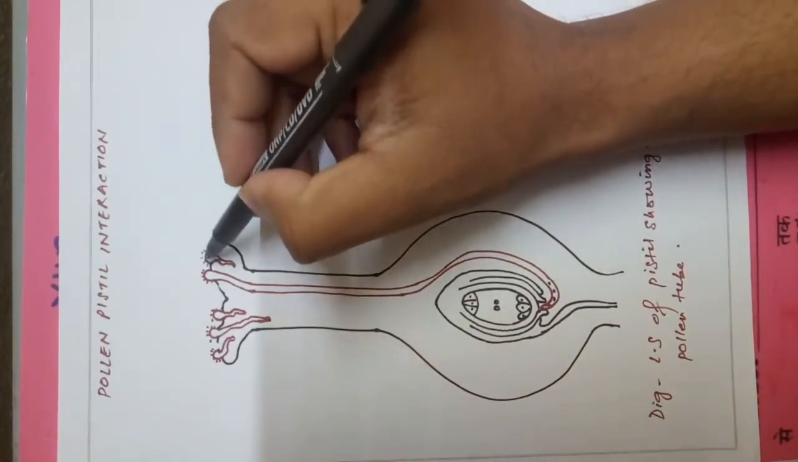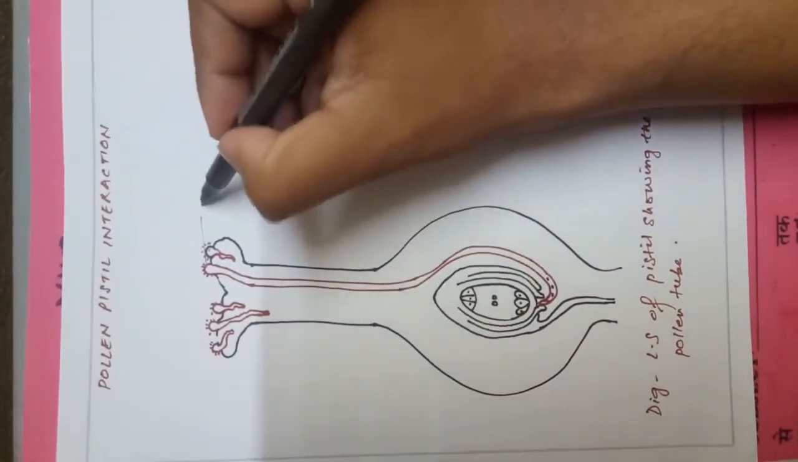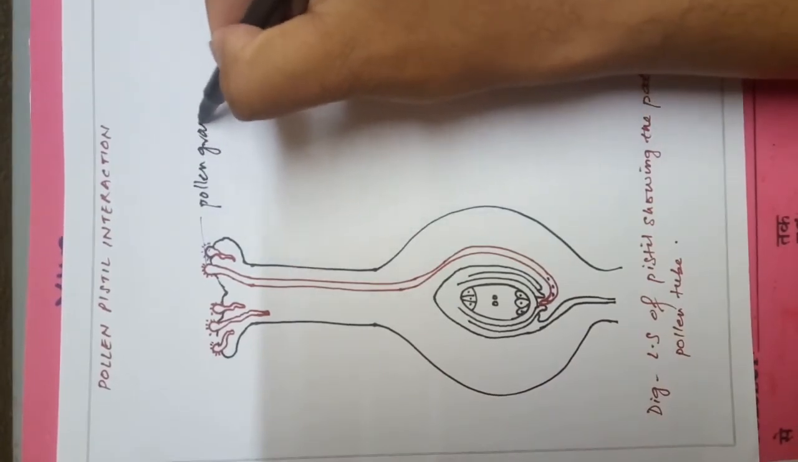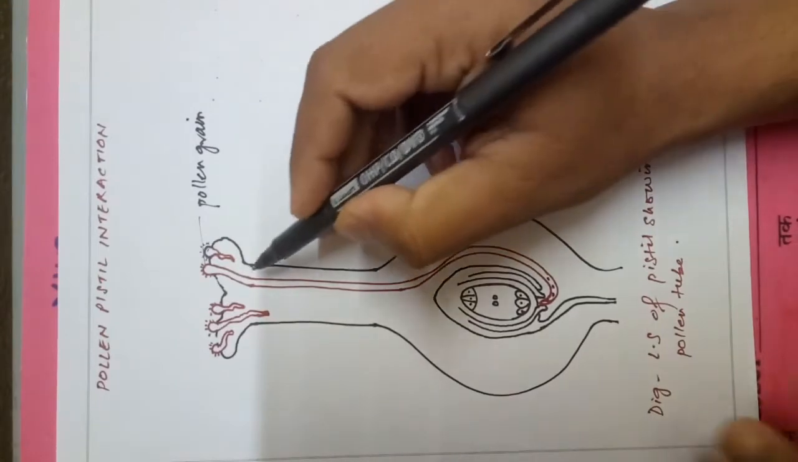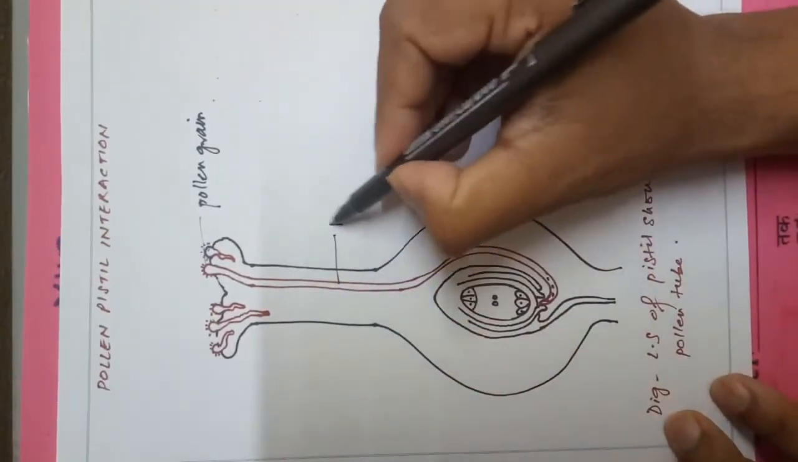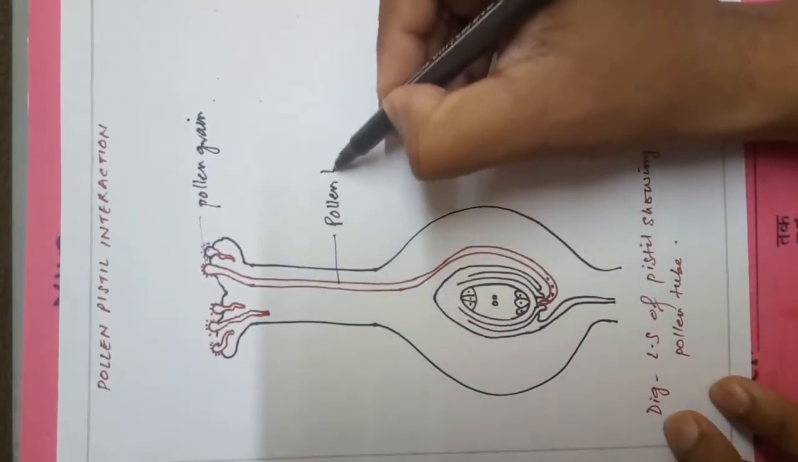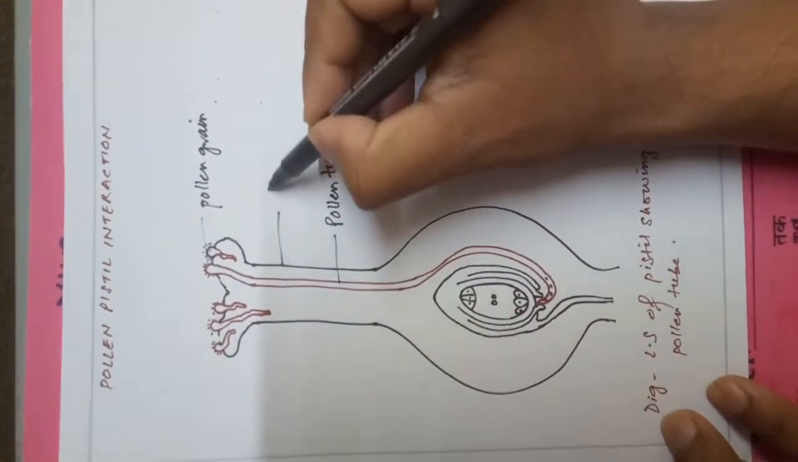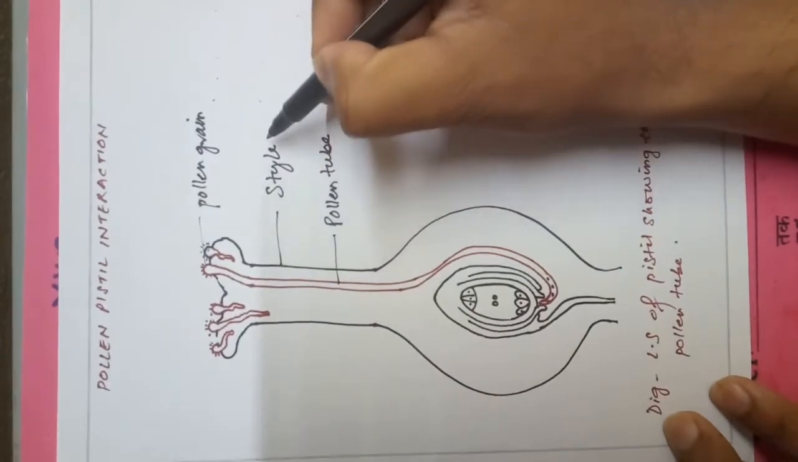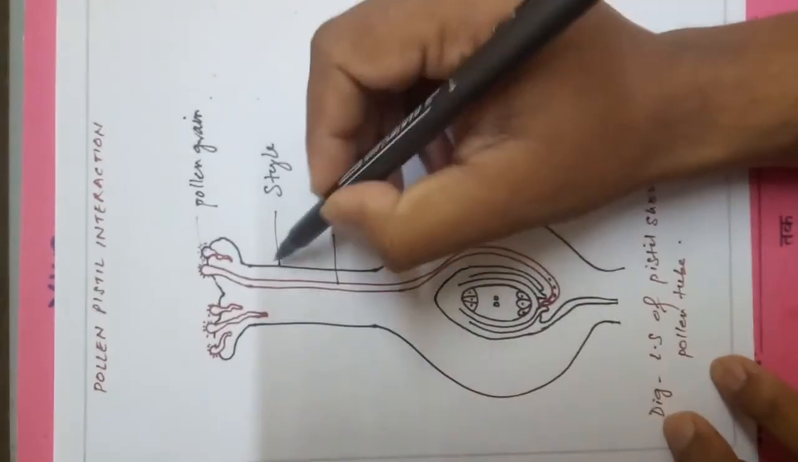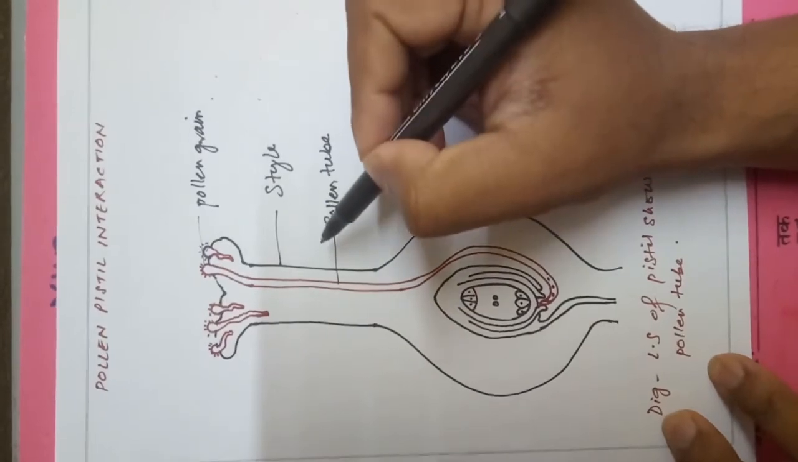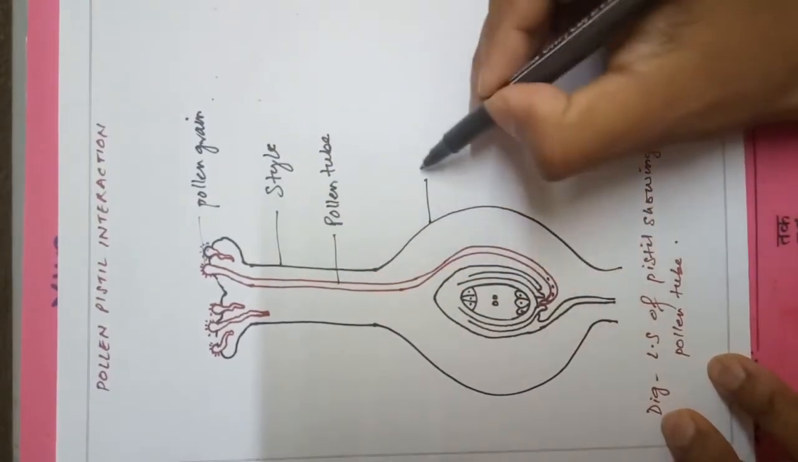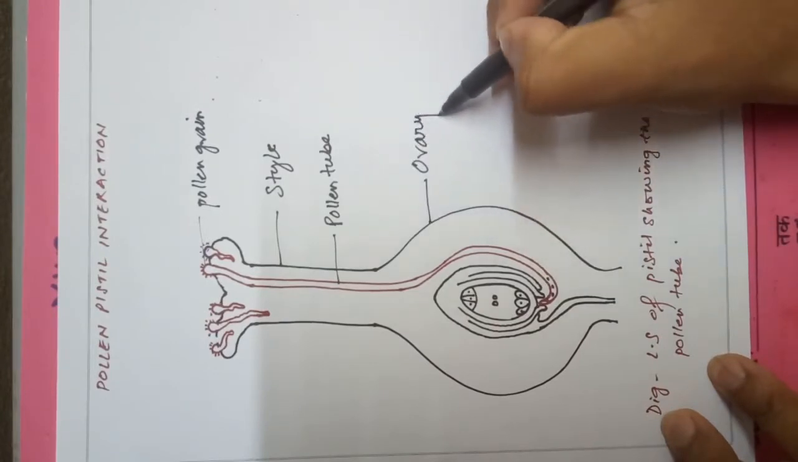So let me label. This is the pollen grain. This is the pollen tube coming out. So this is the pollen tube. This broad part is the style. In order to accommodate this diagram, the style is drawn so thick. This bulging part is the ovary. You all know this diagram.